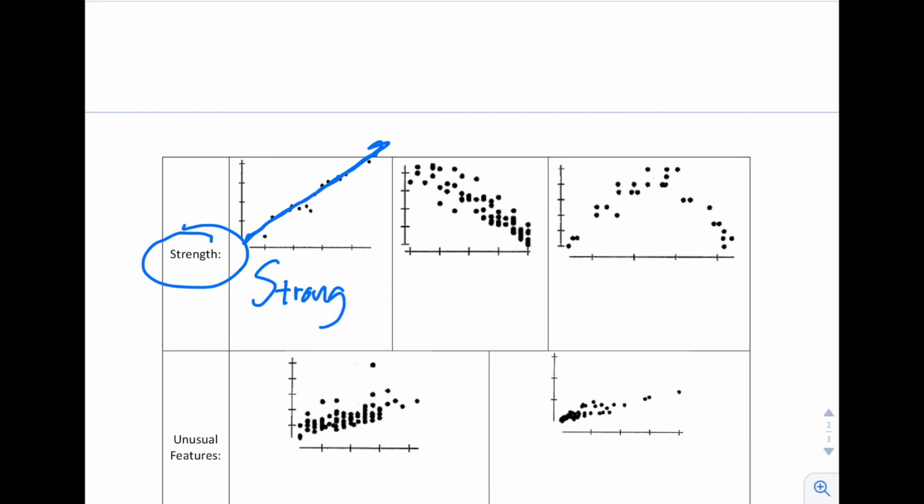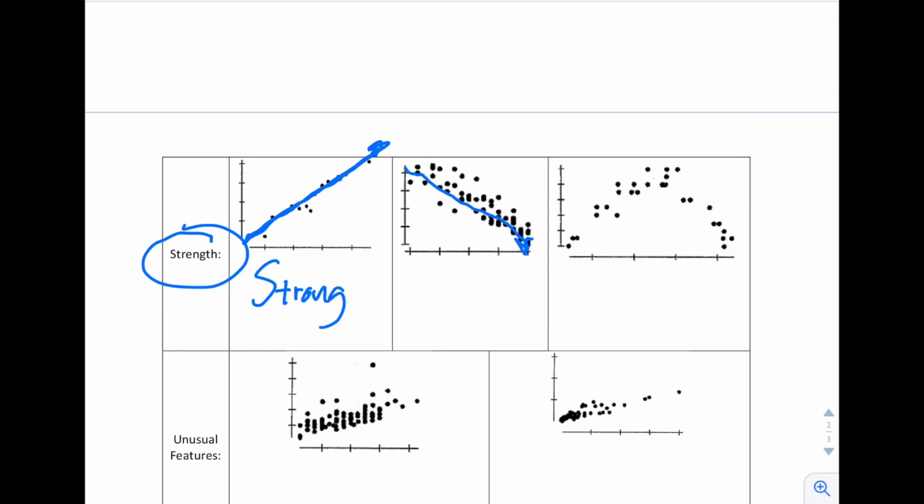So if we were describing the three things for this graph, the strength of this graph is pretty strong, the direction is positive, and the form is linear. All right, this second guy over here, let's see, it's also linear. I didn't draw a straight enough line there, but you can see it's pretty linear.